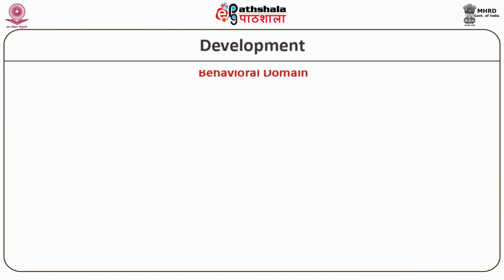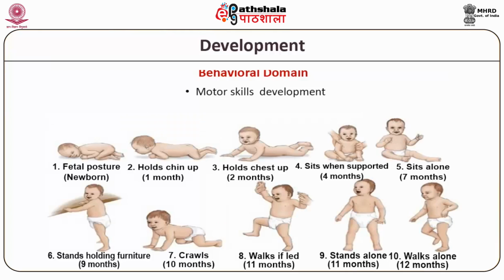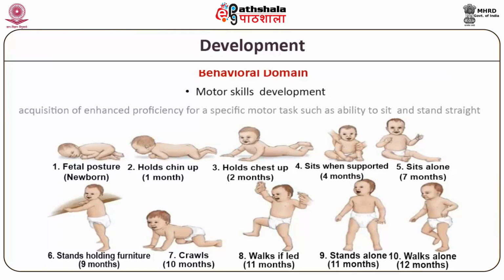The other parameter of the behavioral domain is motor skills development, which relates to acquisition of enhanced proficiency for a specific motor task. These vary from postural control to the coordination of movements. For instance, an infant is first able to hold his head up with the help of his hands, then straight without support. Eventually he begins to crawl, walk with support and then independently.